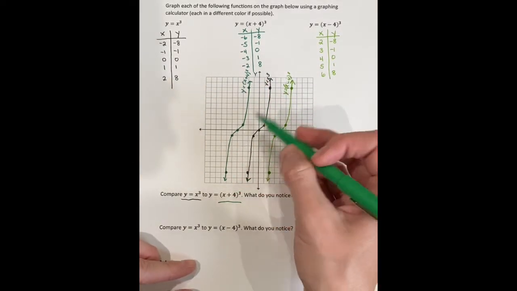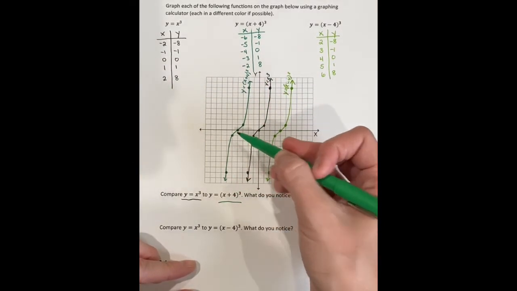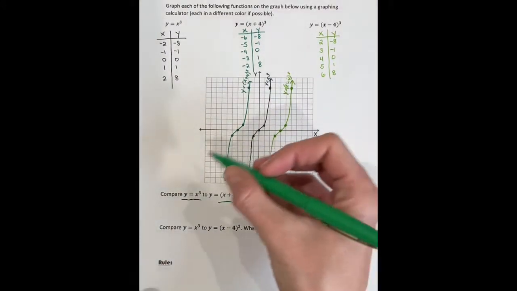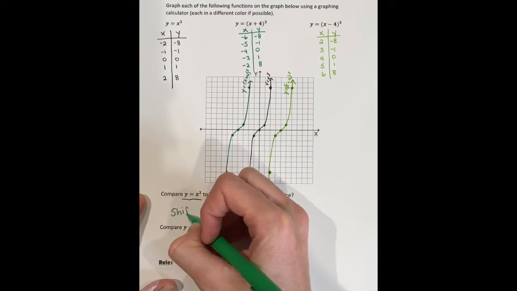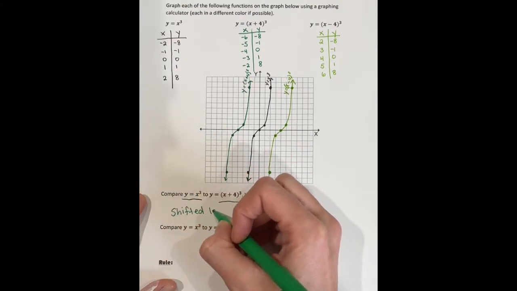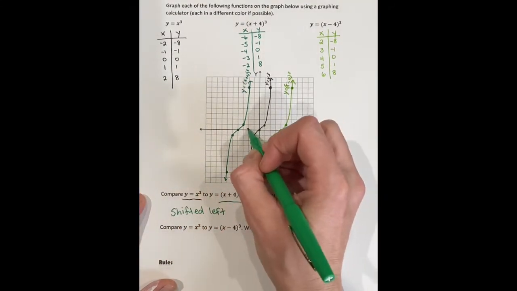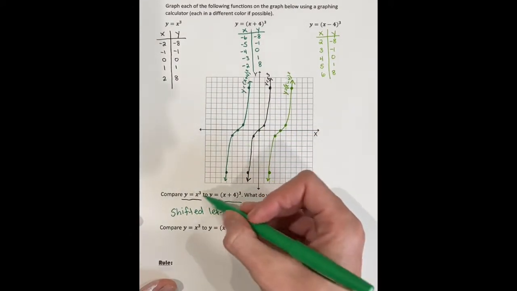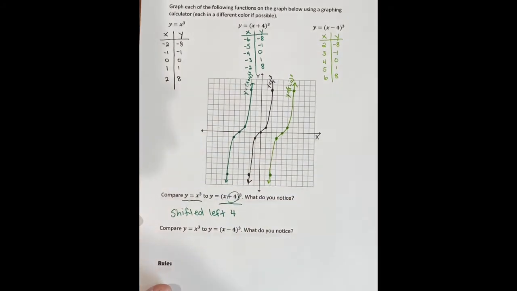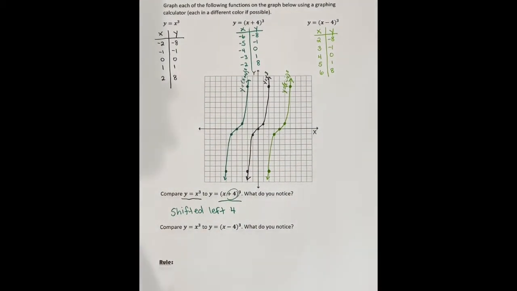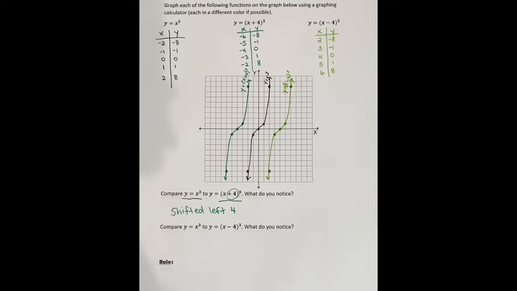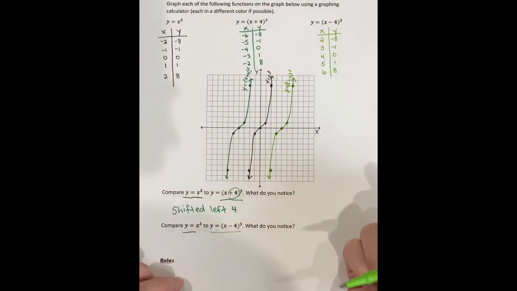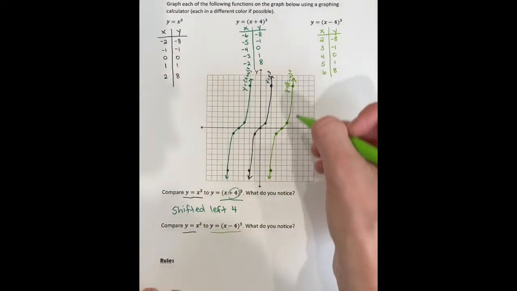So how do these compare? How is the x cubed different from the x plus 4 cubed? Well, what happened there is it shifted to the left. And if we count, it goes 1, 2, 3, 4 to the left. What do you notice about the equation? There's a plus 4 there. Then we need to compare the parent function of x cubed to the transformation that takes place, y equals x minus 4 cubed, in the lime green.